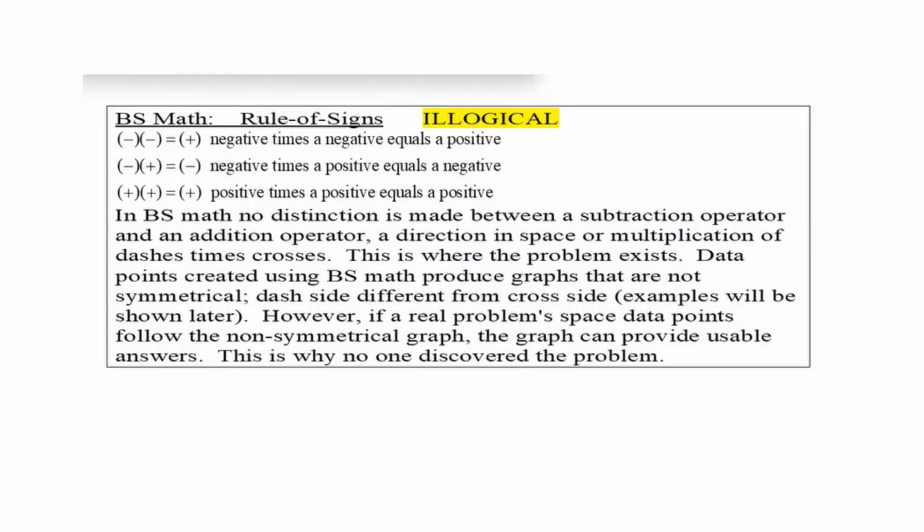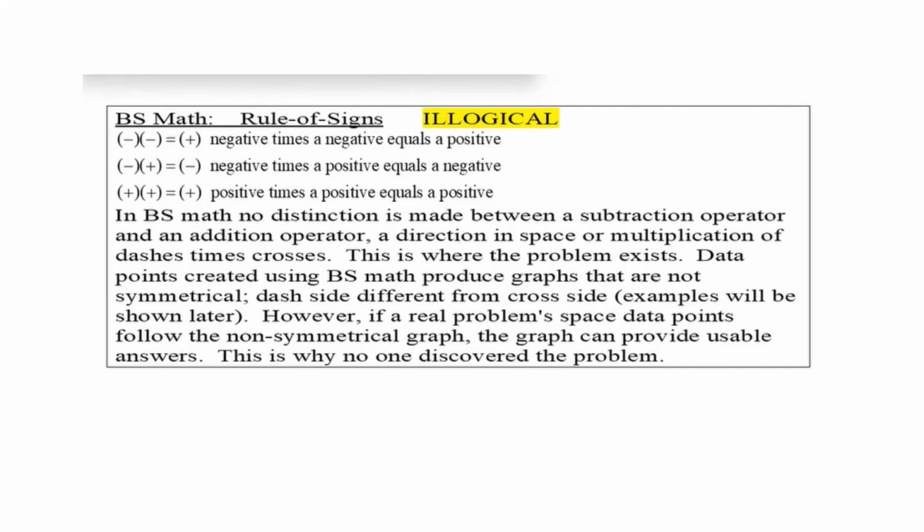BS math rule of signs is illogical. A negative times a negative equals a positive, a negative times a positive equals a negative, and a positive times a positive equals a positive. In BS math, no distinction is made between a subtraction operator and an addition operator, a direction in space, or multiplication of dashes times crosses. This is where the problem exists.